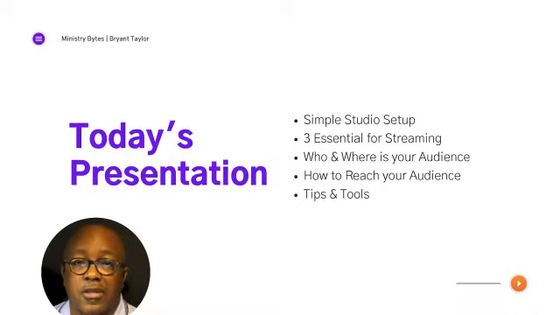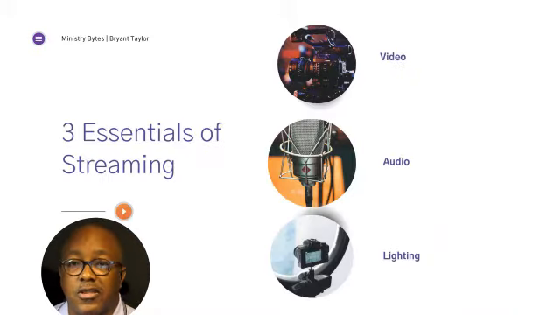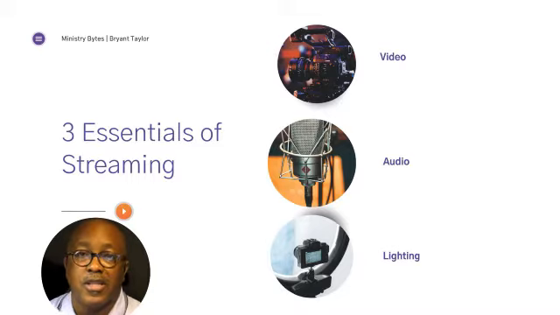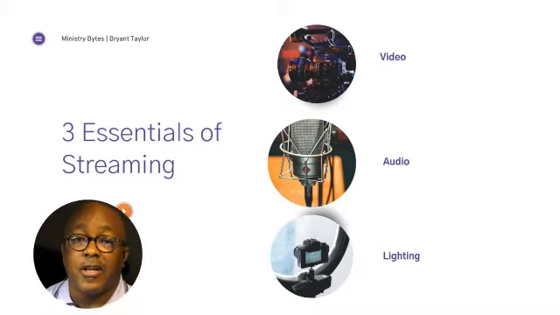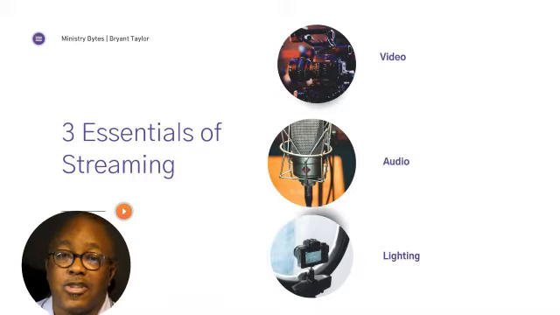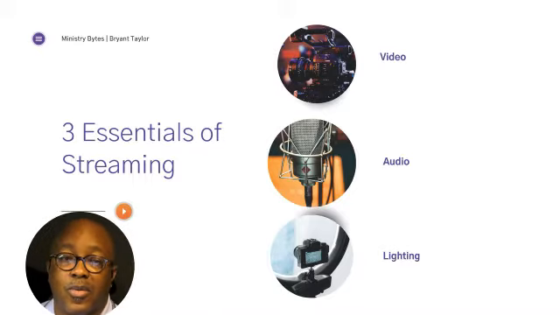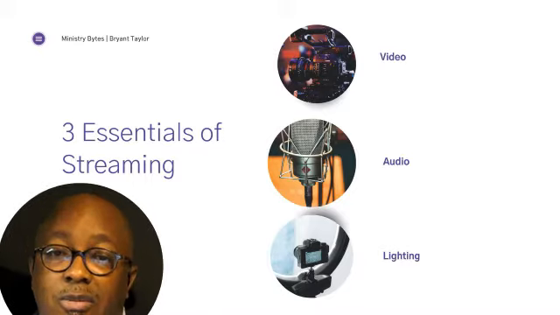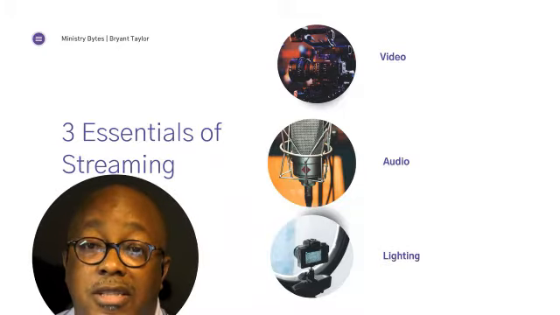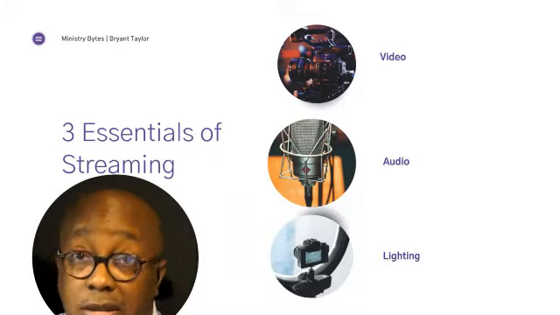So let's start off with 3 essentials for streaming. In streaming, there are 3 things that you have to have. They have to be right, and you have to do them well. The first one is video. Your video has to look good. In streaming, if your video does not look good, then you know what happens. People do not want to watch it, and they will move off and go someplace else to get their content and their information. That's just what they're going to do.